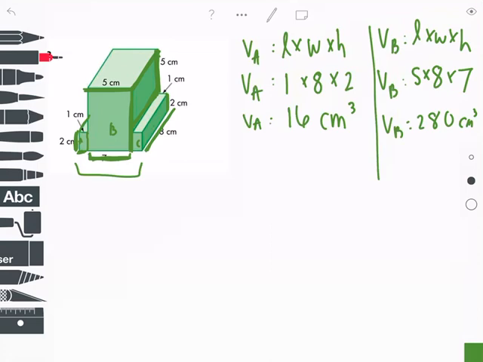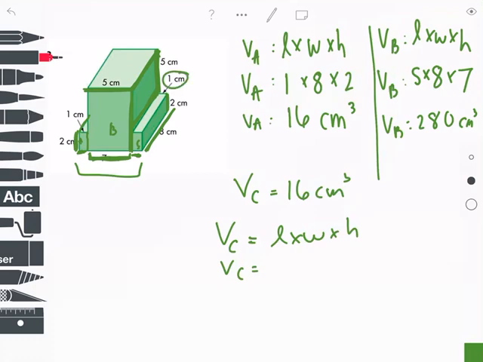If you wanted to do a shortcut, you know that A and C have the same values. So volume C is just 16 centimeters cubed, or you can show your work. So for C, length times width times height, volume C's length on this side, again, is going to be only 1. Then the width, then the height, which is only this part, 2, is 16 centimeters cubed.